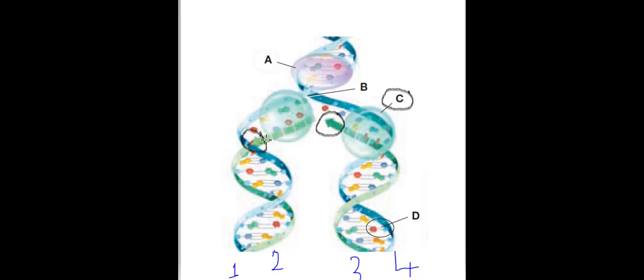So this strand is in the opposite direction of the replication fork. Which strand leaves a gap? Strand number 2. The strand number 2 leaves a gap and moves in the opposite direction of the replication fork.